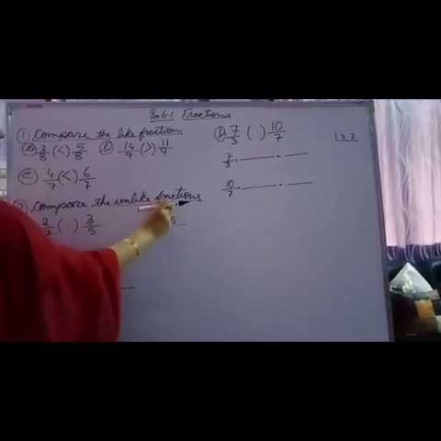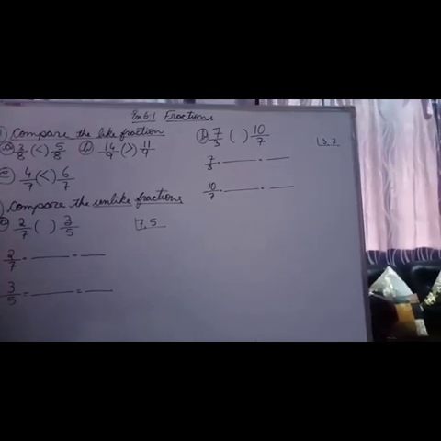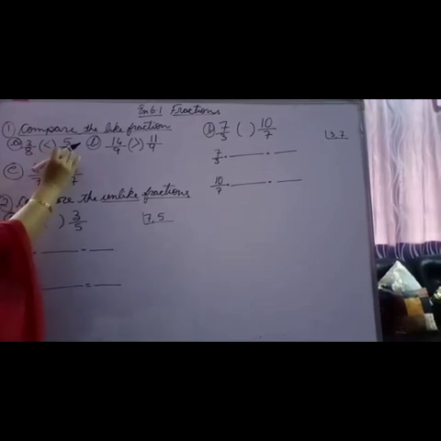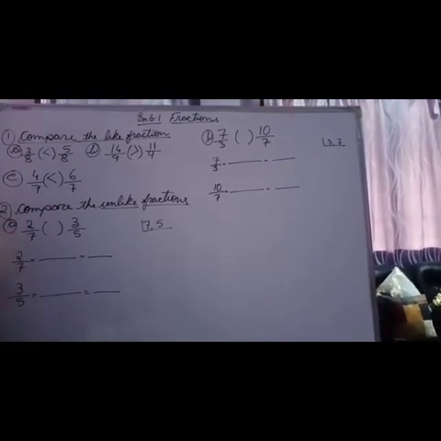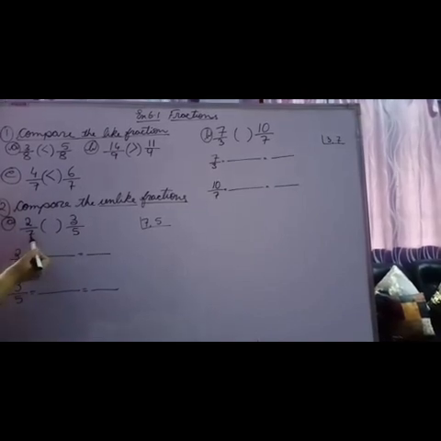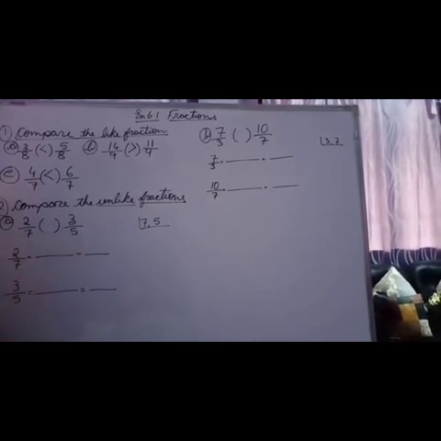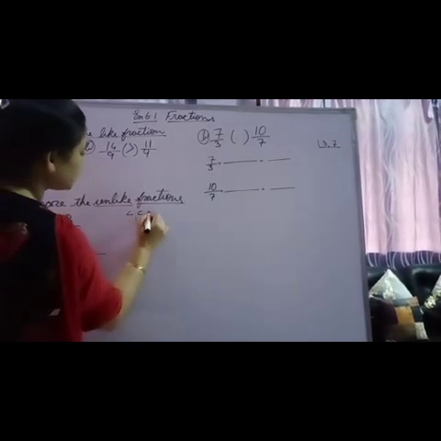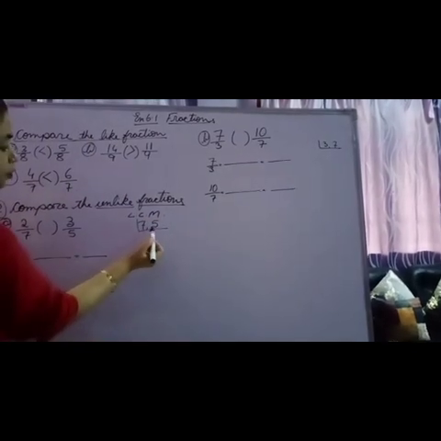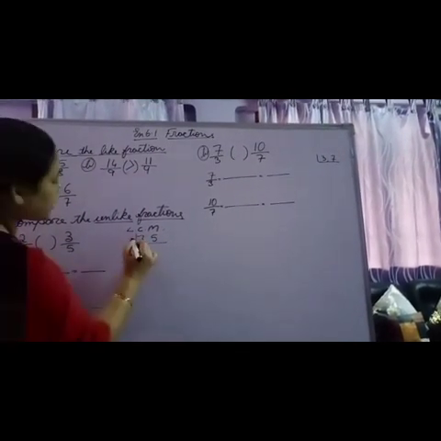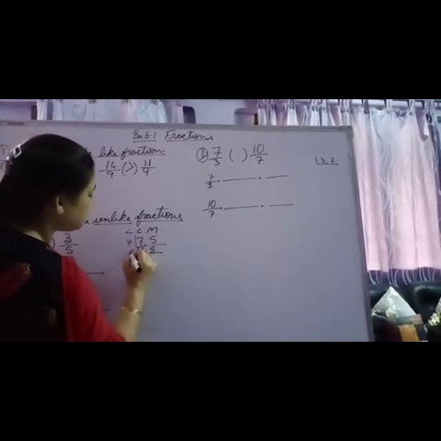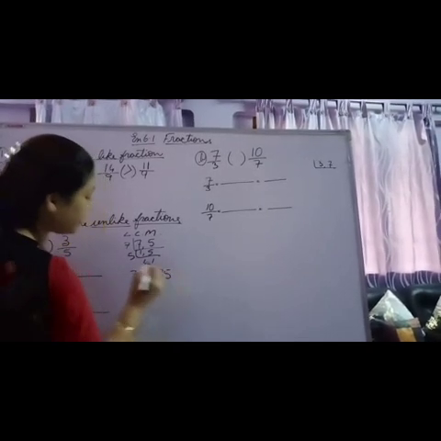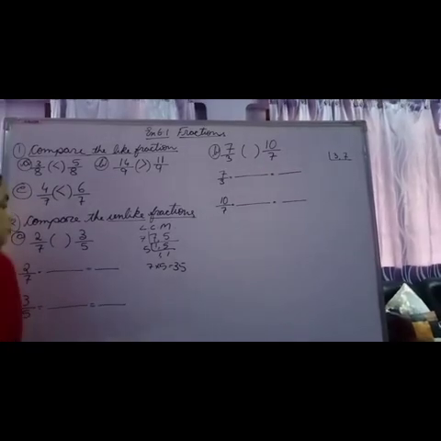Now compare the unlike fractions. Now children, unlike fractions are those fractions where the denominators are not same. So here the process is not as simple as this one. So here the process is what? Step 1, you have to find the LCM of the denominators. Here the denominators are 7 and 5. If I find the LCM, what will I get? Both the numbers are prime numbers, so prime numbers are only divisible by itself. So the LCM is 35.